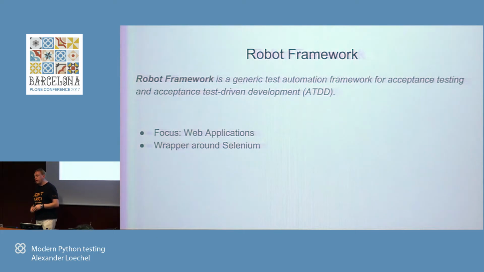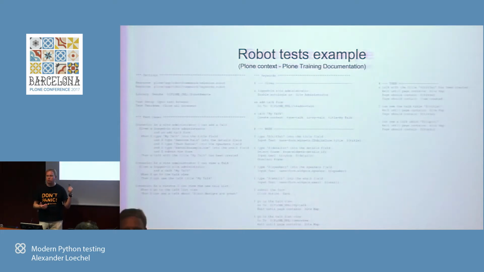There's another thing in the Plone world that is used a lot, that's Robot Framework. Robot Framework is a generic test automation framework for acceptance testing and acceptance test-driven development. It's focused on web applications. It's a wrapper around Selenium to help you test the websites, how they would appear in a browser for the user. And a RoboTest can look like that.